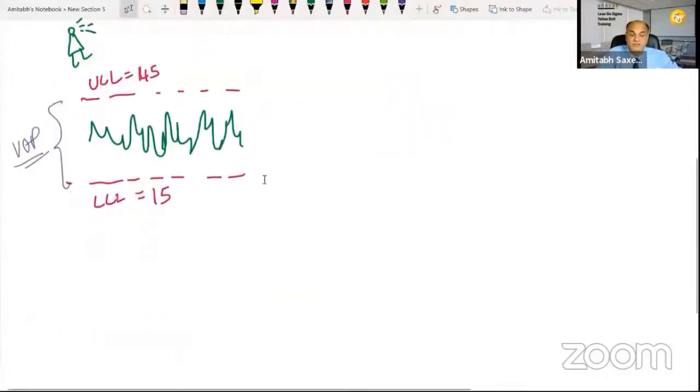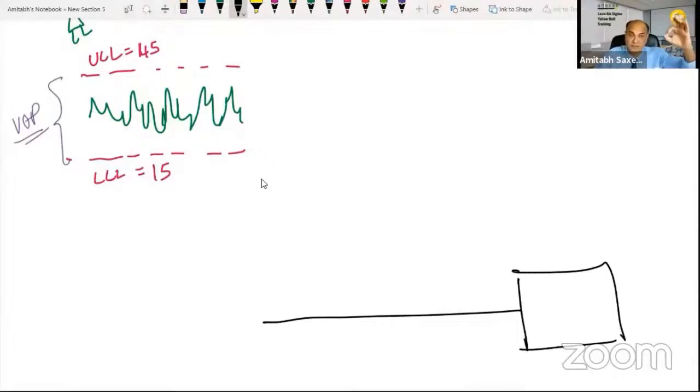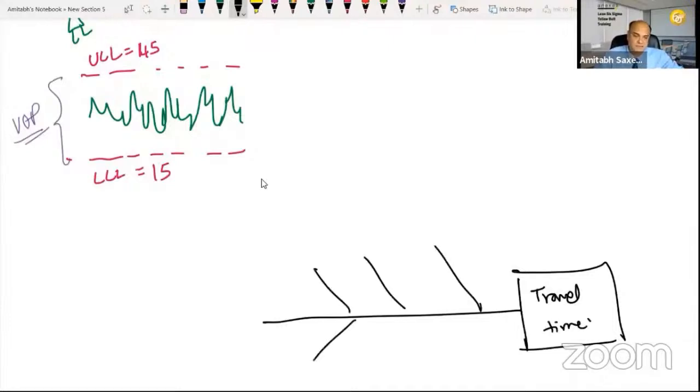Suppose someone asks, why this variation between 15 to 45 minutes? Then I can answer, if this person is a yellow belt and has learned a little bit of Lean and Six Sigma, I will explain to him. Travel time. Whatever is the effect, this is why we call it Y. And whatever is the cause, we call it X factors. This is also known as fishbone diagram, also known as cause and effect diagram.